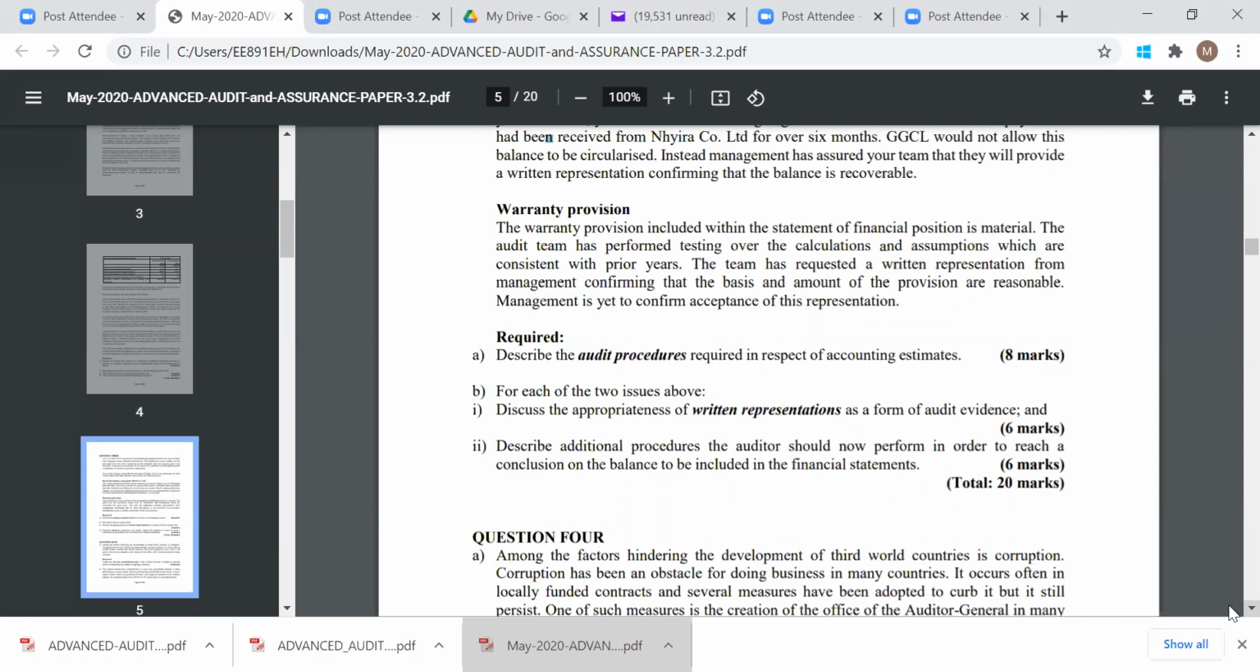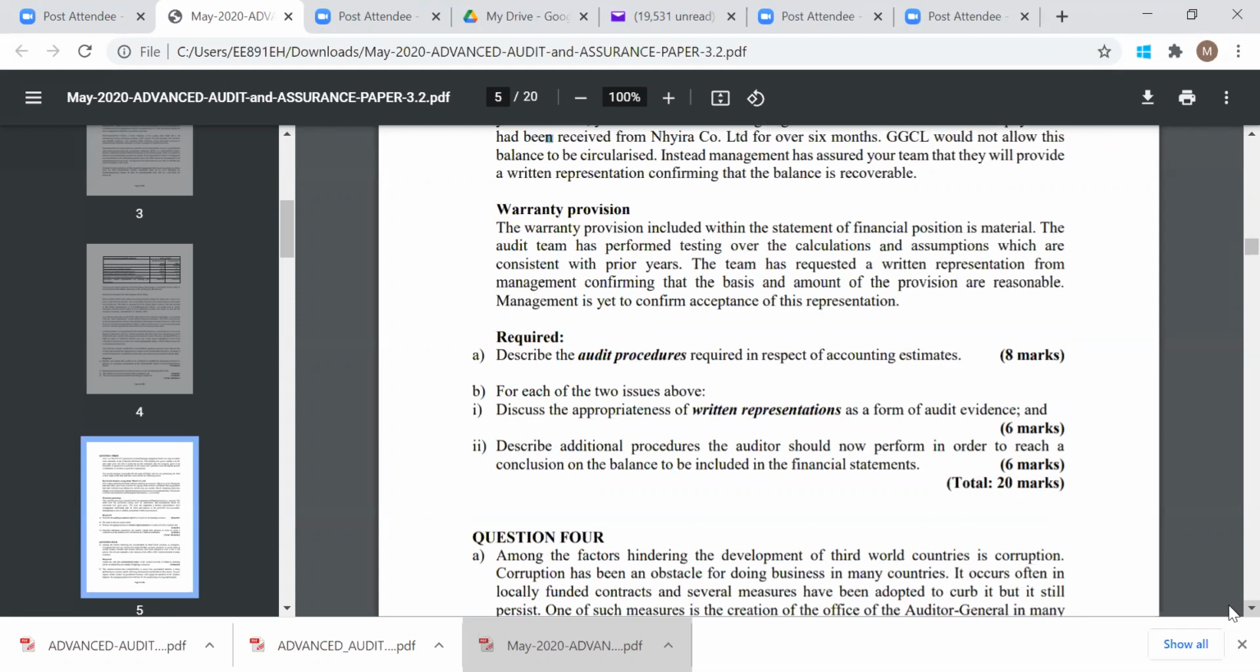Is this talking about... I think this is in relation to the... okay, it's in both of them. Since it's both of them, both receivable balance and warranty provisions, and the max allocated is 6, I'll do 3 for receivables and 3 for warranty provisions. So the question is, what are the additional procedures that the auditors should perform to reach a conclusion on the balance?